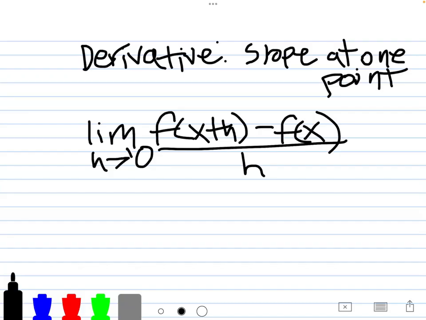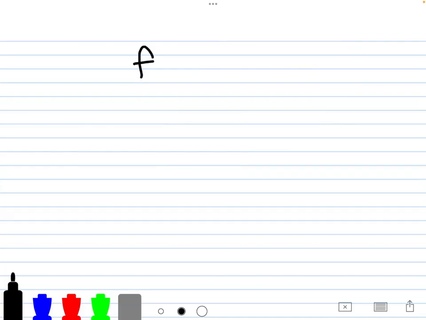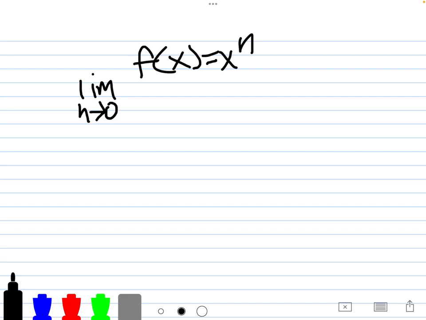So now let's put this limit statement to the test. Suppose we have the function f of x equal to x to the power of n. And we use our good old limit statement that we used previously and plug in our values. So our f of x plus h in this case is going to be x plus h to the power of n, and we subtract our initial function, all over h.